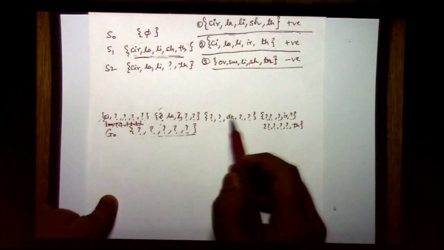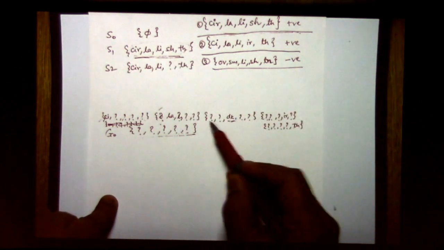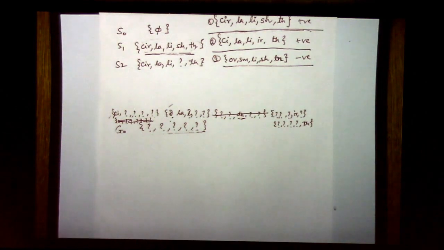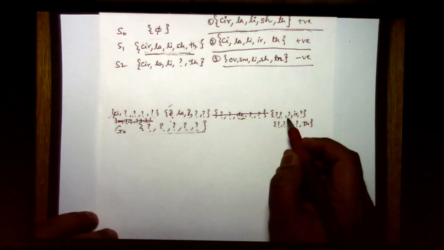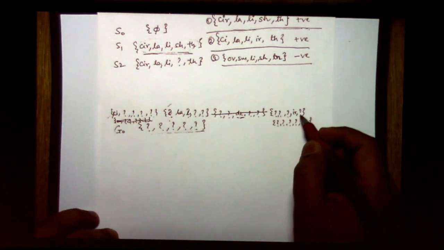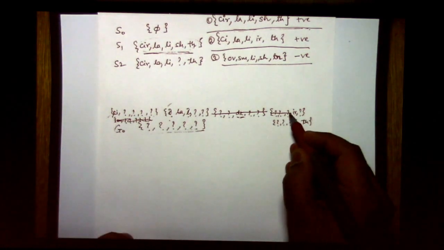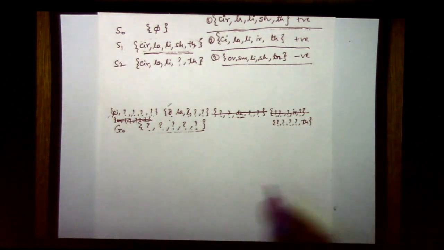This is thick. But now let's look at this one. Dark, but there is no hypothesis here which is more specific than this one, but contains dark, right? Which means that this is not going to be considered anymore in the general boundary. Same thing with this one. This one is also not going to be considered, because there is nothing more specific than this here which contains IR. So you remove that.